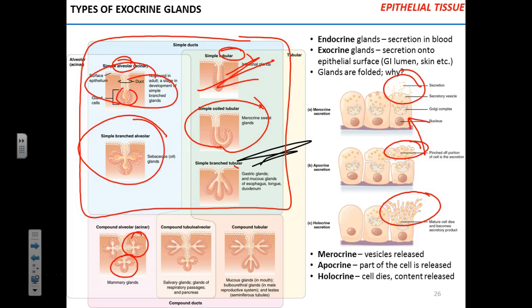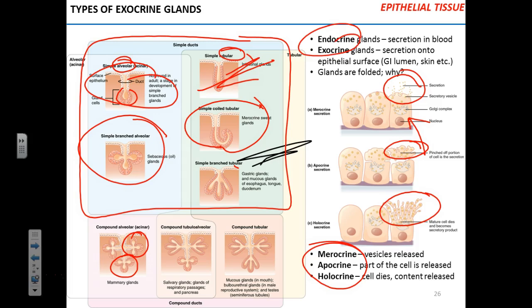And finally, holocrine glands: sebaceous glands. That's what Mar mentioned. They produce sebum. Cells die and release all their content. See the difference? Please know there are three types of exocrine glands and know the difference between endocrine and exocrine glands.